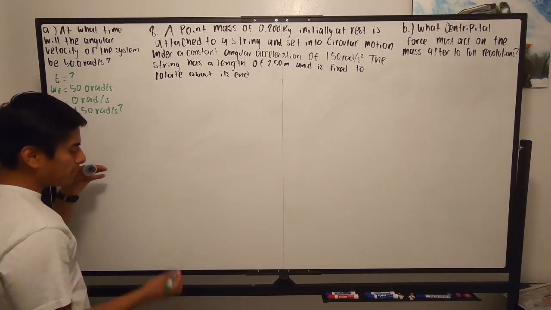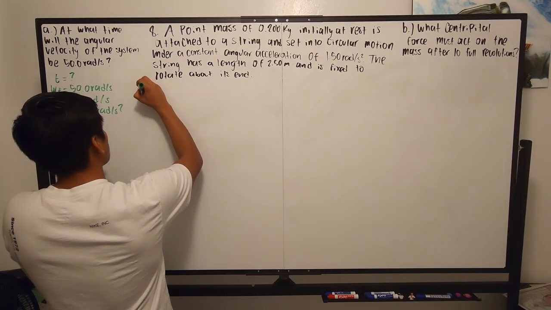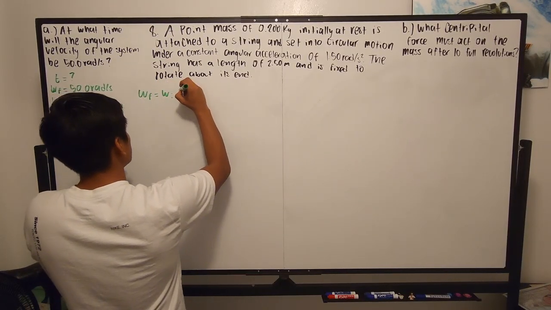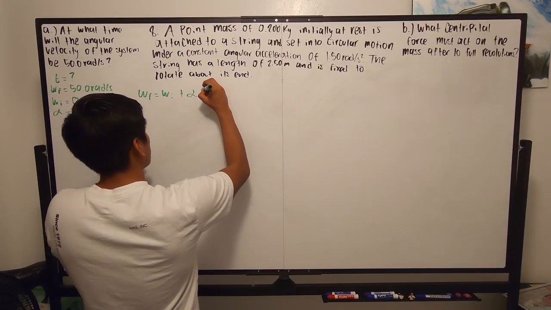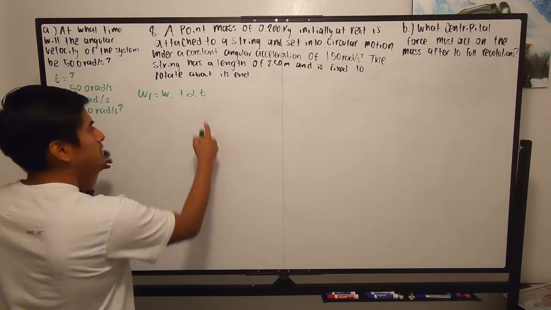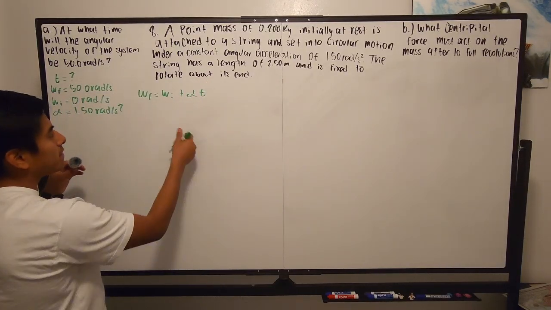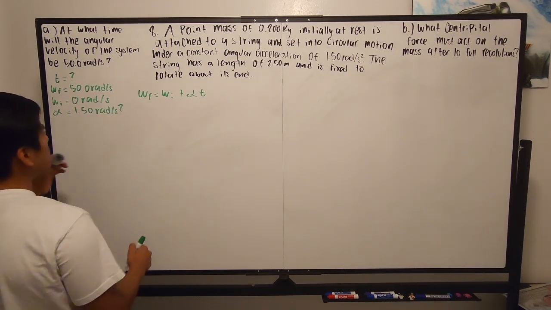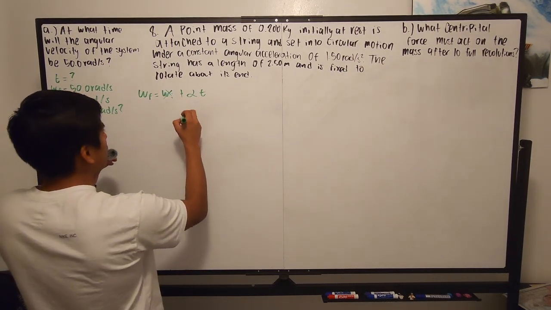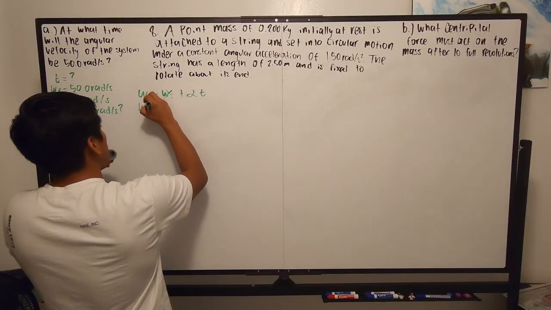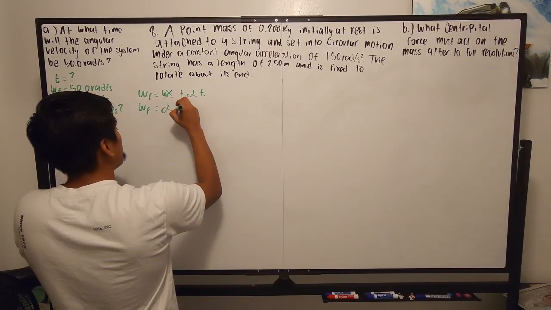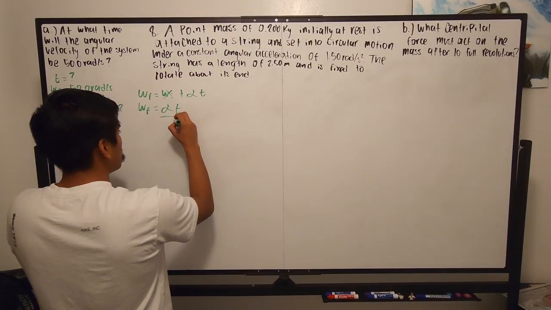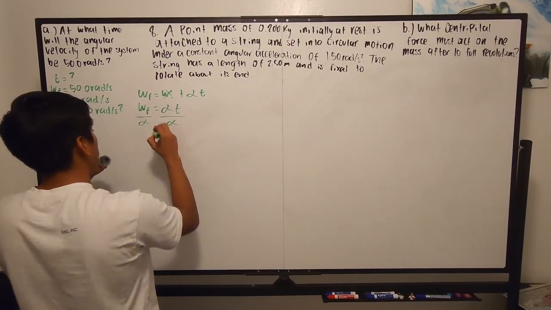So the equation that I'm going to use is omega final is equal to omega initial plus alpha multiplied by t. T is right there, so I'm just going to isolate for it. Since I know that omega initial is equal to 0 radians per second, I'm going to cross that out right now. So omega final is equal to alpha multiplied by time. To get rid of this alpha, I'm going to divide by it.